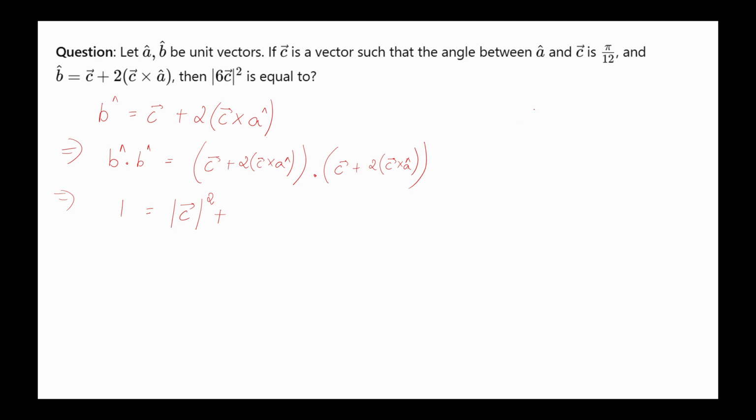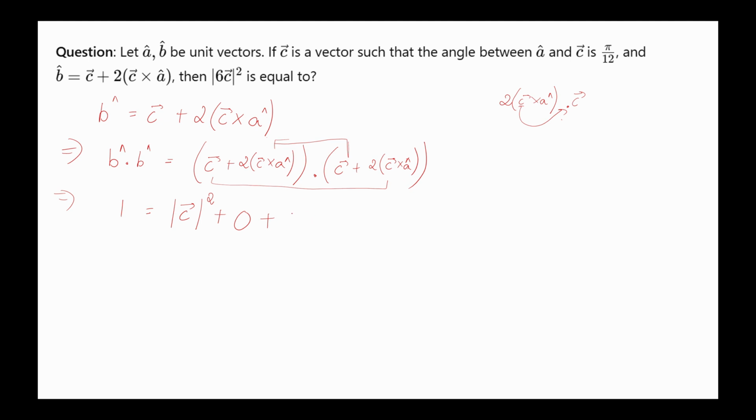What are we going to get from dot producting this and this? We are going to get 2 times c vector cross a cap dot c vector. Now you can see that c vector is getting crossed with some other vector, so the answer is going to be a vector which is perpendicular to c vector, and then taking the dot product with it will give us 0.